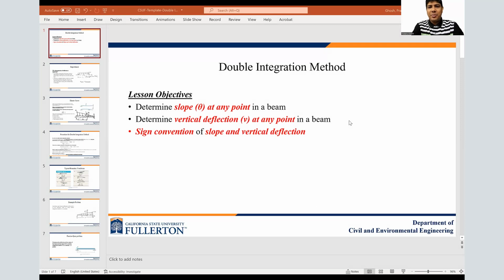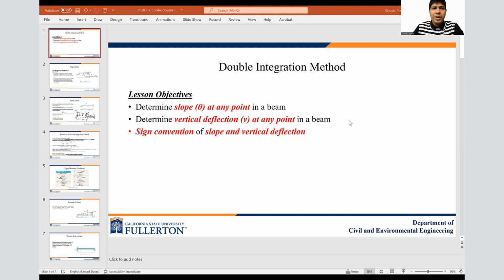Hi, I'm Dr. Prathana Ghosh, and today I'm going to talk about double integration method theory to compute slope and deflection at any point in a beam. So what is our lesson objective today? To determine slope at any point in a beam, which is theta, and determine vertical deflection at any point in a beam. And we'll also measure the sign convention of slope and vertical deflection.